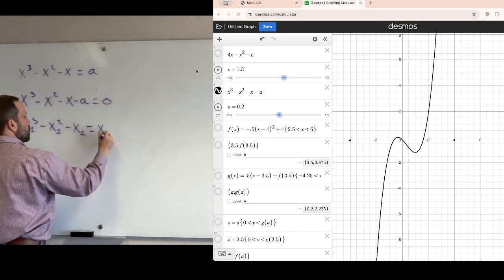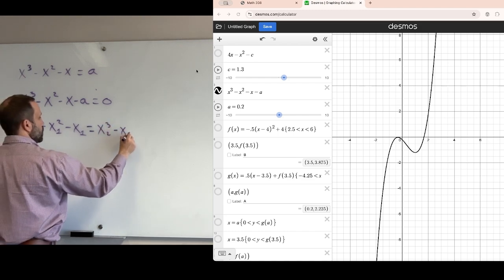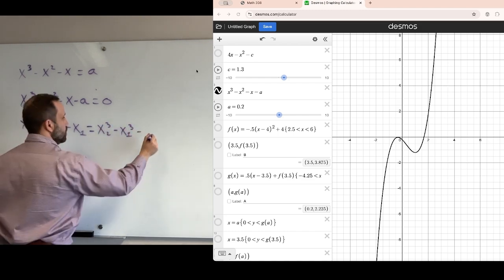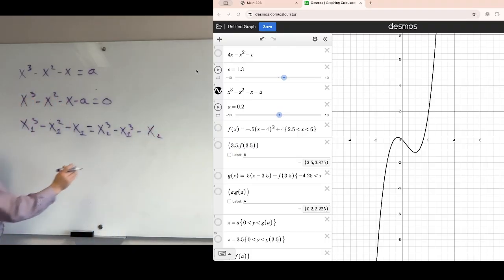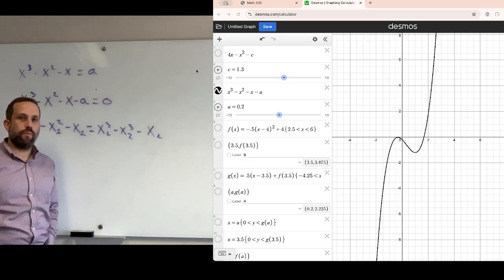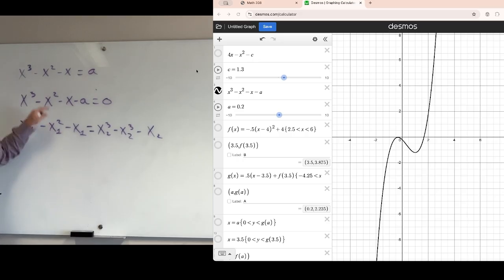Equals x2 cubed minus x1 cubed minus x2. Sorry, this should be a2 here. And again, I'm not giving formulas for x1 and x2. It doesn't matter, we don't need a formula for them to know what happens. But what we're imagining here is having a be a local maximum or a local minimum. Because if we find a local min or a local max, what it means is that when you write it in this form right here, we're going to get a double root to the equation.